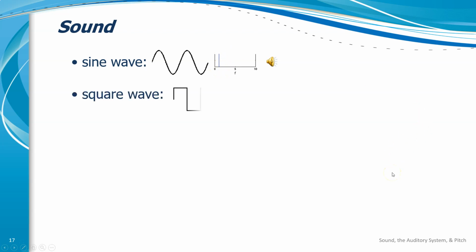Let's try a square wave. Okay, clearly looks way different. Fourier spectrum also looks different. What does it sound like? That's pretty annoying. Okay, I don't really like that one.